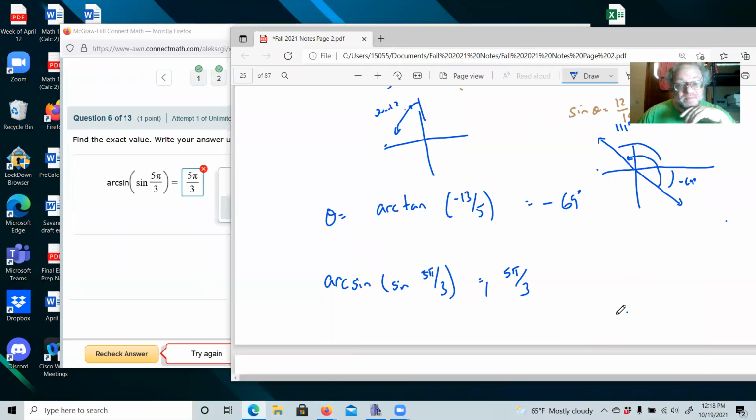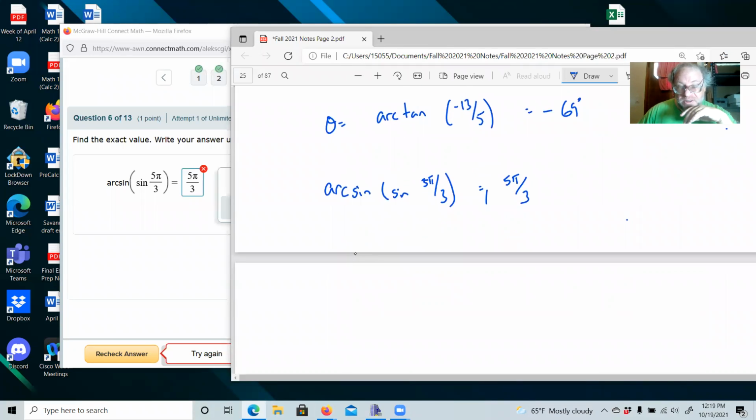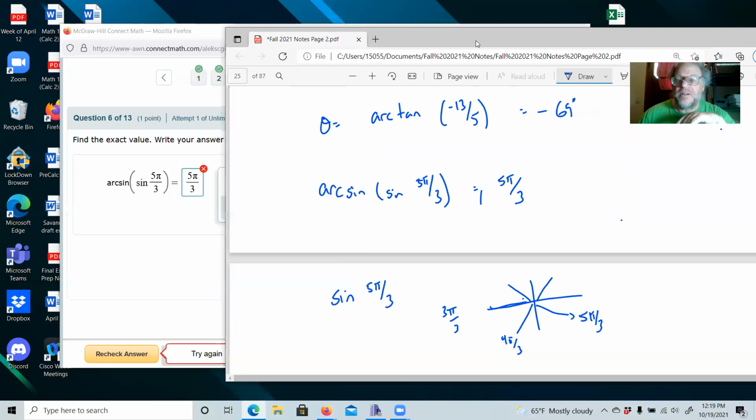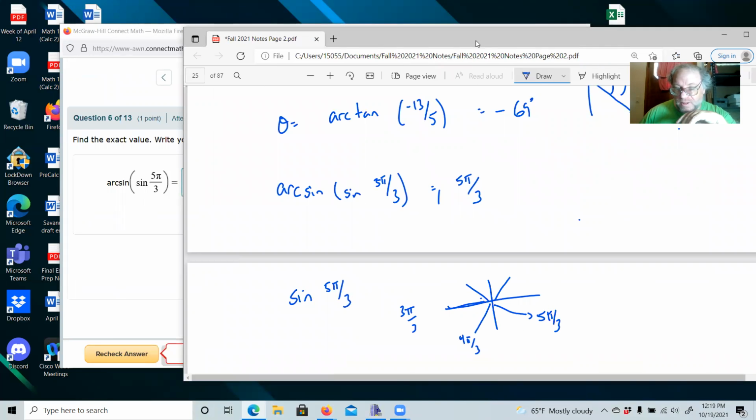Okay, see? So what we have to do is ask, what is the sine of 5 pi over 3? Where's 5 pi over 3? There's 1 pi over 3, 2 pi over 3. This is 3 pi over 3, isn't it? It's pi. The 3's cancel. 4 pi over 3, and then 5 pi over 3. I know these all look like they're 45-degree angles. They're not. They're just there because it helps me count around the clock to get there.